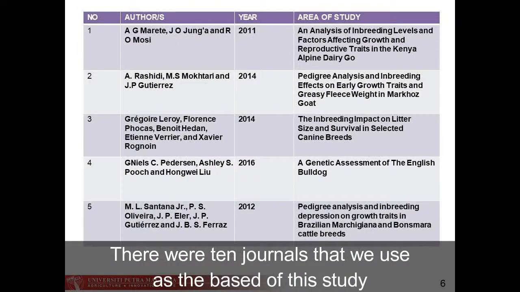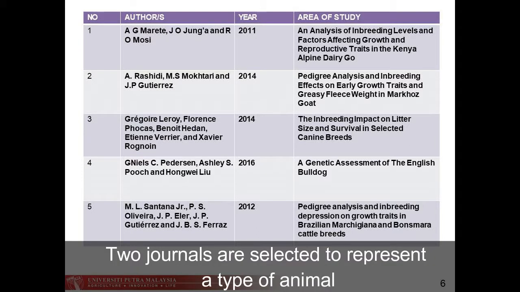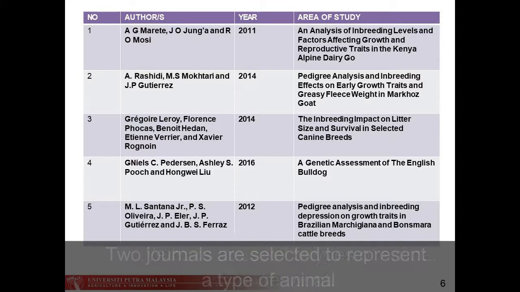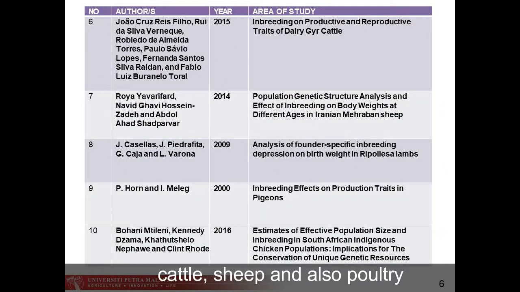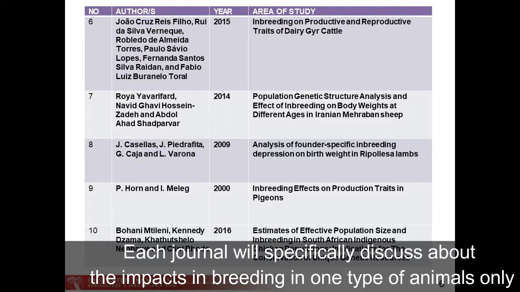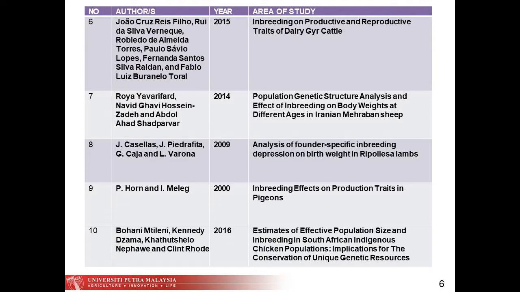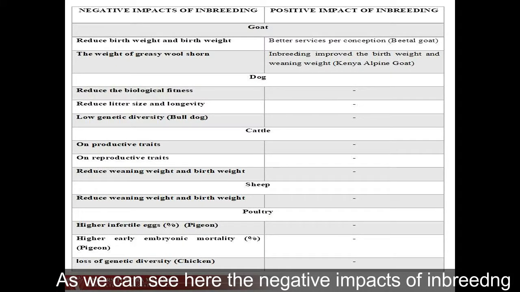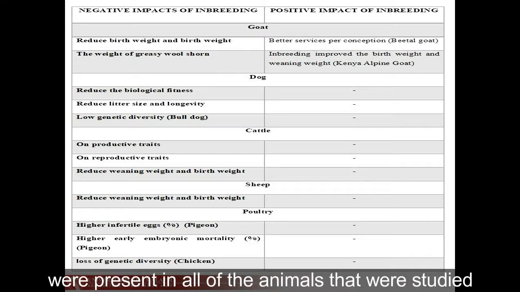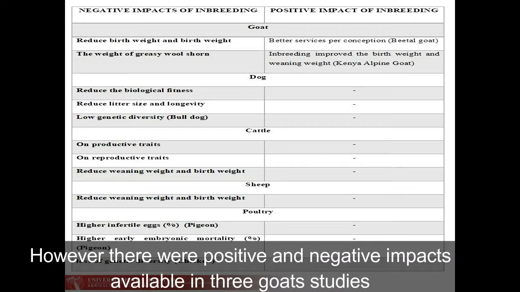There were 10 journals that were used as the base of this study. 2 journals are selected to represent each type of animal. We have selected 5 types of animals, which are goat, dog, cattle, sheep, and also poultry. Each journal specifically discusses the impacts of inbreeding in one type of animal only. As we can see here, the negative impacts of inbreeding were present in all of the animals that were studied. However, there were positive and negative impacts available in the 3 goat studies.